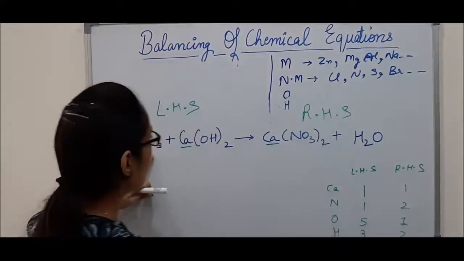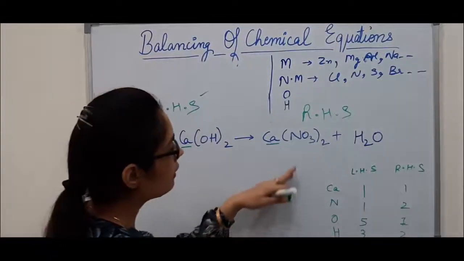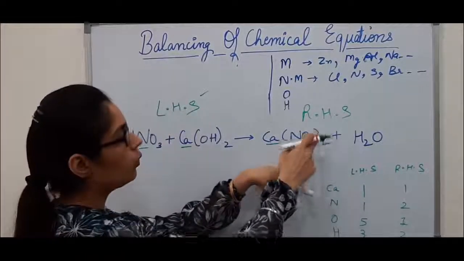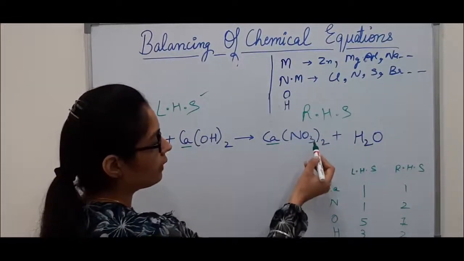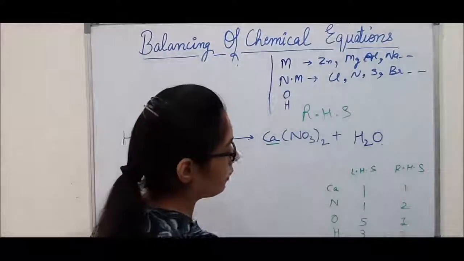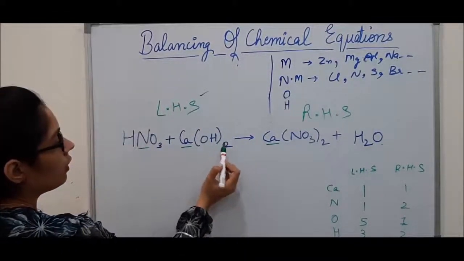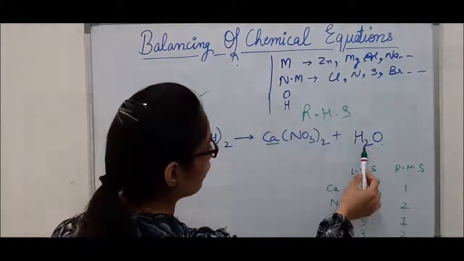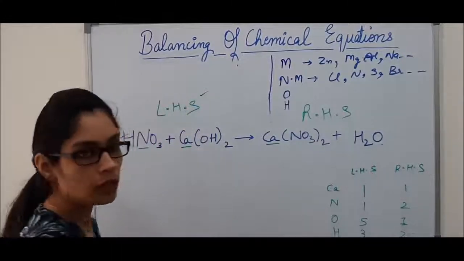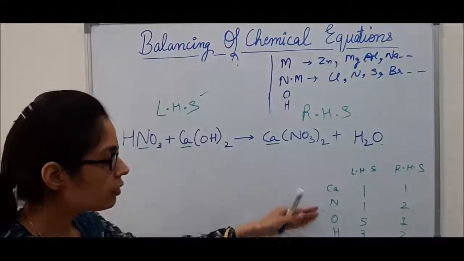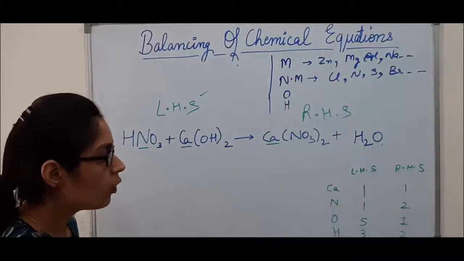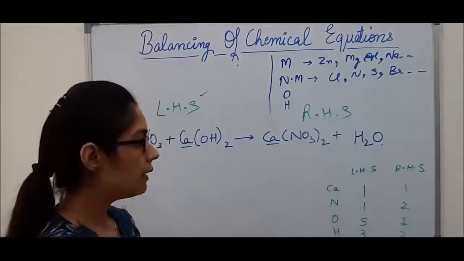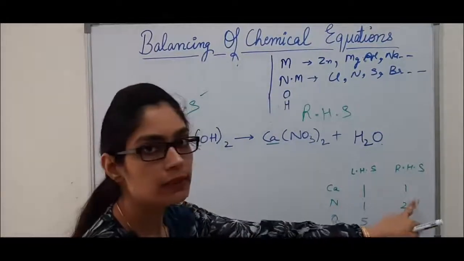5 atoms of oxygen are present on the left hand side, and on the right hand side we will see 3 into 2. See, 3 is written with O and 2 is written outside the bracket. 3 into 2 is 6 plus 1, 7. For hydrogen, left hand side we can see 2 plus 1, 3, and here only 2. So I have already written down the number of atoms for each of the given elements. Now let's start from the given metal. We can see the given metal is already balanced. Left hand side 1 atom, right hand side also 1 atom.